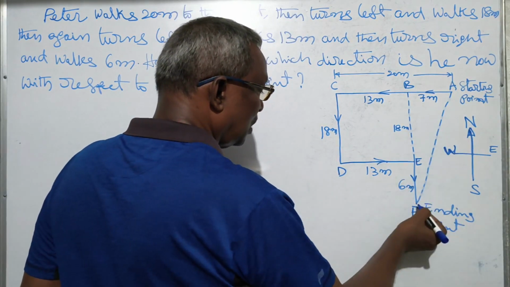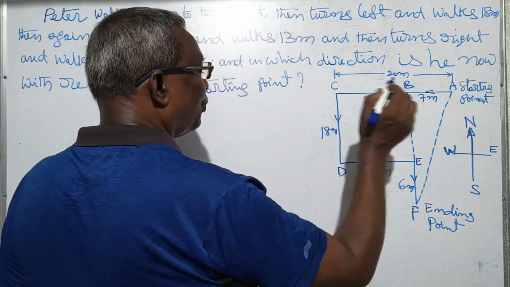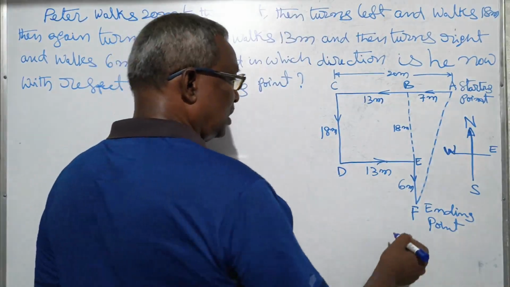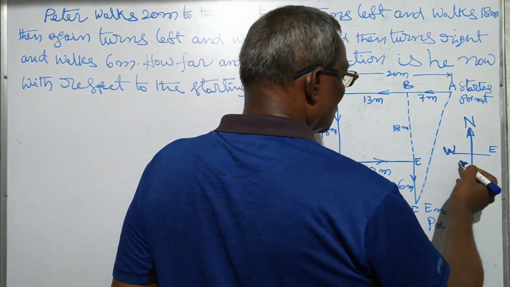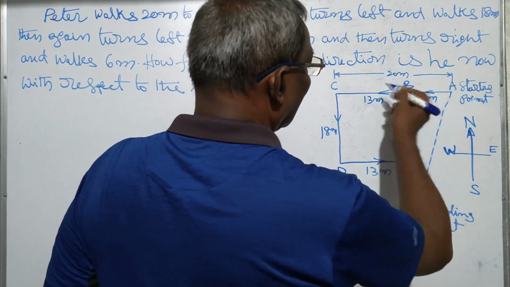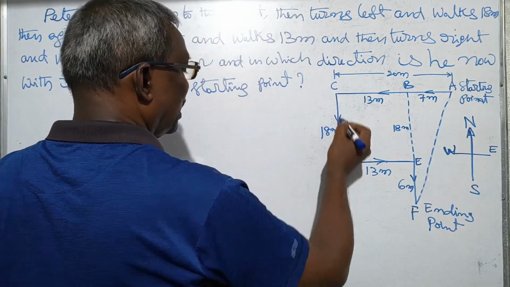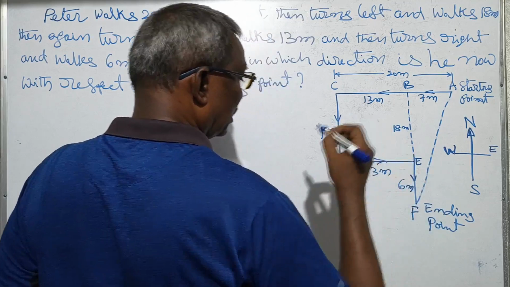How far, you can find this distance. Next, in which direction? This is west, this is south. So southwest direction, very clearly you observe here. This is the starting point. This is 20 meters, again 18 meters, this is 13 meters, again 6 meters.